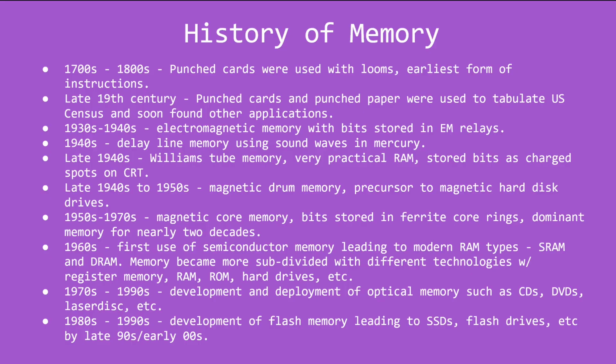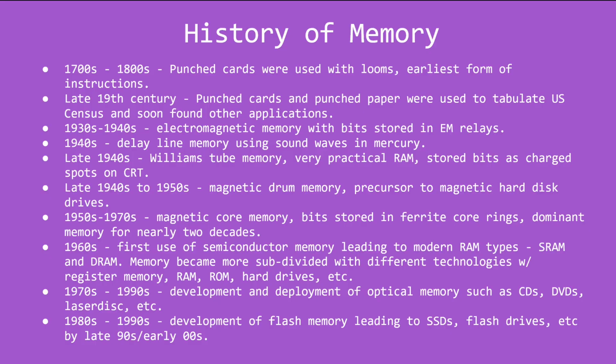Skip ahead a little bit, and you had magnetic core memory, which was a lot smaller. It stored each bit in a ferrite core ring, and they were all threaded together in a grid. Believe it or not, this was actually the dominant memory for nearly 2 decades. Spacecraft, everything used this. But by the 1960s, we started to see semiconductor memory that led to modern RAM types, SRAM, DRAM. We also saw memory become much more subdivided with different technologies for registers, RAM, ROM, hard drives, etc.